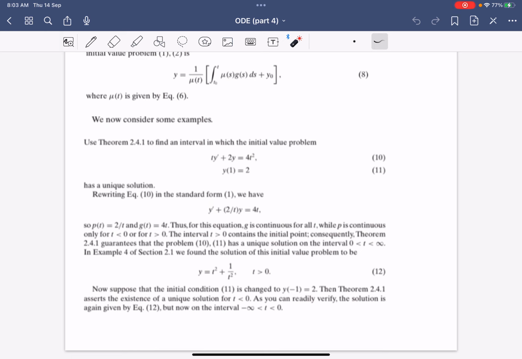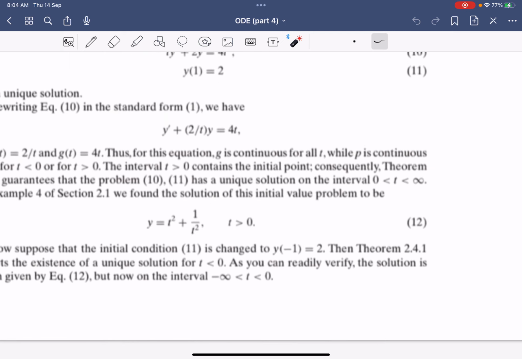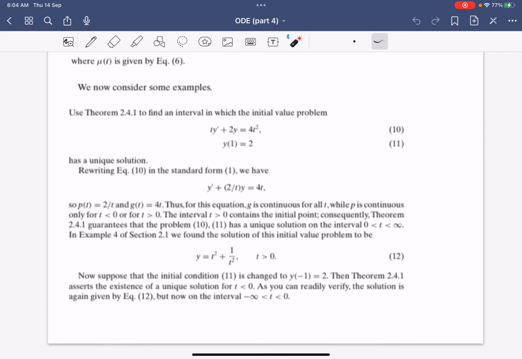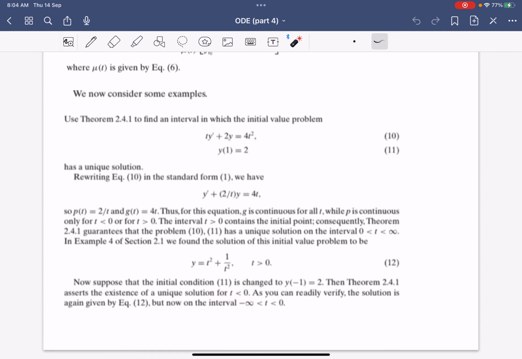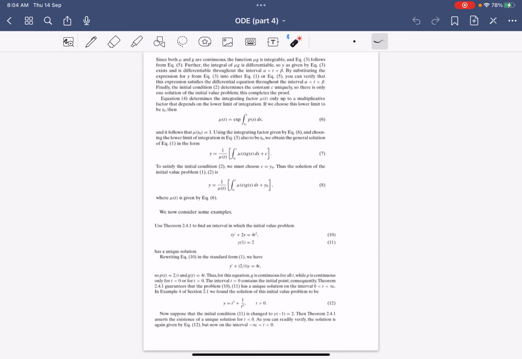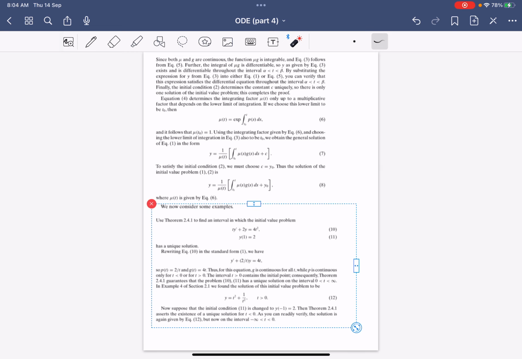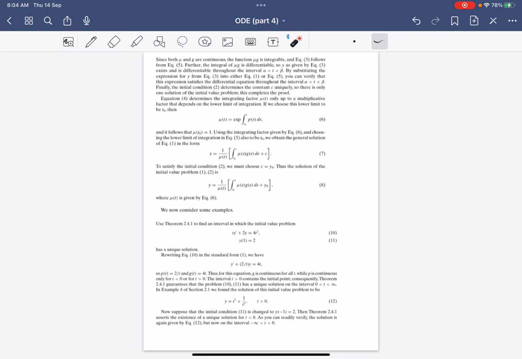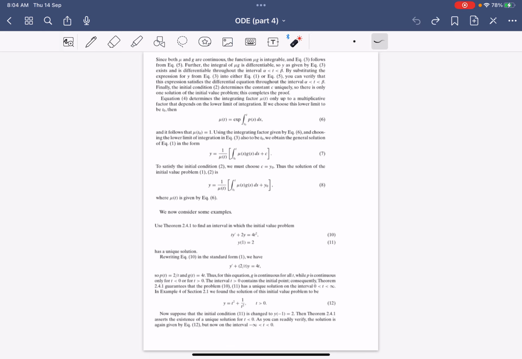And we have earlier already shown that the solution to this IVP is the following form, where t is larger than 0. Now, suppose we change the initial condition to -1, then our branch will be the left branch now, because now t has to be less than 0. So we can verify that even though the solution is again given by this equation, the interval now is t less than 0. I hope you can understand how changing the initial value will change the domain of the solution in the end.